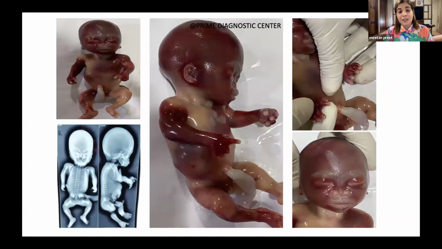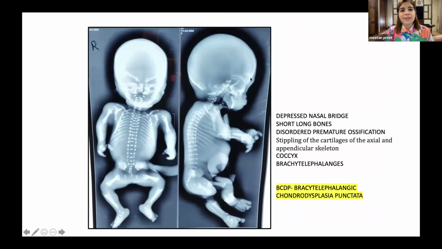This baby unfortunately did not get a chance of life. If you see the autopsy here, very, very vivid Binder's facies, very clear rhizomelic shortening. In fact, all long bones were shortened, and shortened stubby fingers are seen here as well. If we take a closer look at the X-ray of the baby, we see a depressed nasal bridge. Yes, we see short long bones, disordered premature ossification almost everywhere in the axial as well as the appendicular skeleton, a vivid coccyx here, and brachyphalanges. So this turned out to be BCDP, that is, brachytelephalangic type of chondrodysplasia punctata.